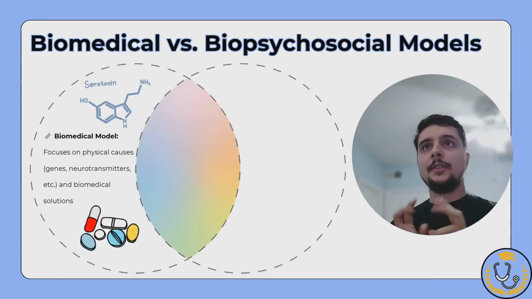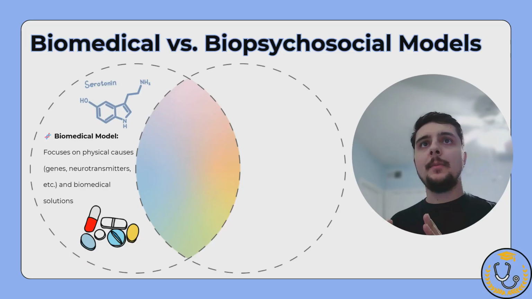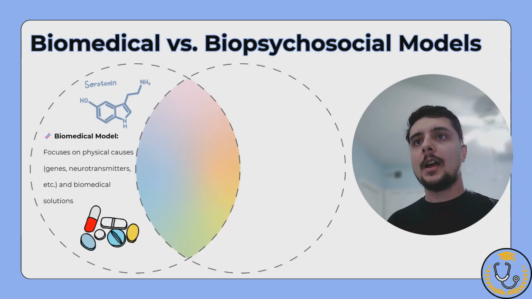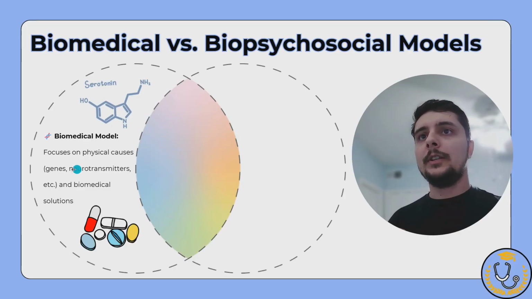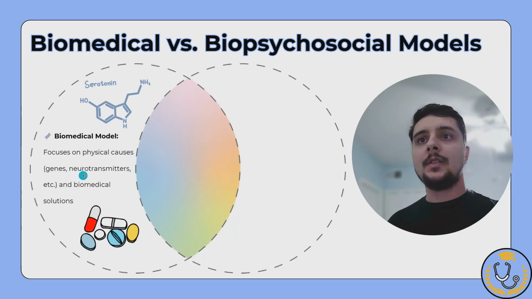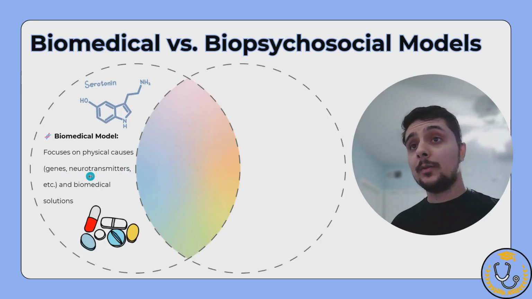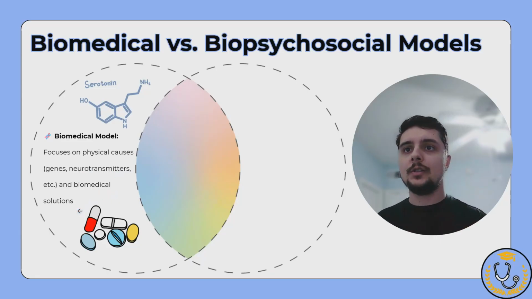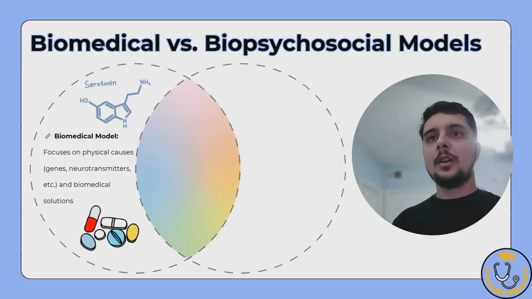Now let's touch on the two different models. So we have the biomedical versus the biopsychosocial models within psychology and psychiatry. So the biomedical model really focuses on physical causes of psychological disorders, things like biology, genetics, the neurotransmitters, how much serotonin you have in your system, other medical diseases that might be causing you to have a psychological disorder. And these often refer to then having biomedical solutions or taking medications to solve that particular psychological disorder.